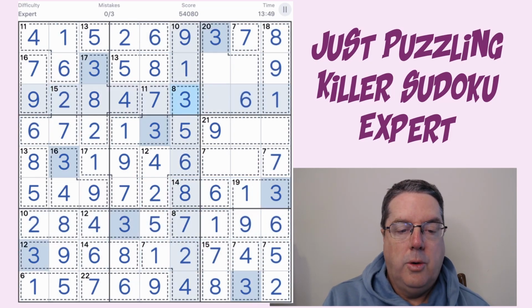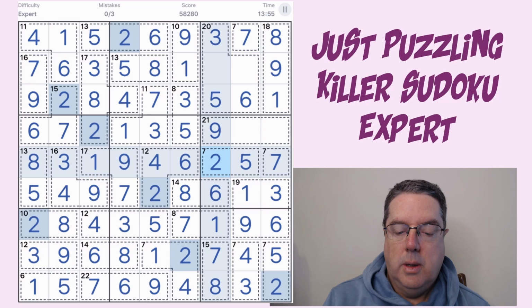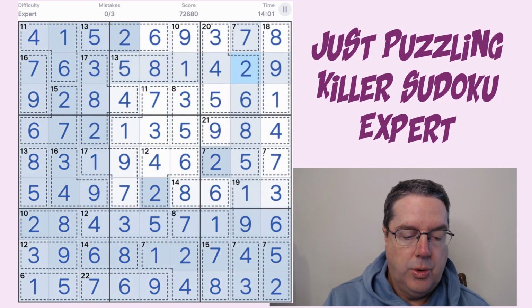So 1, 2, 3, 4, 5, which resolves this, 5 and 2. I've got this resolved as 8 and 4, and then I've got 4 there and 2 there.